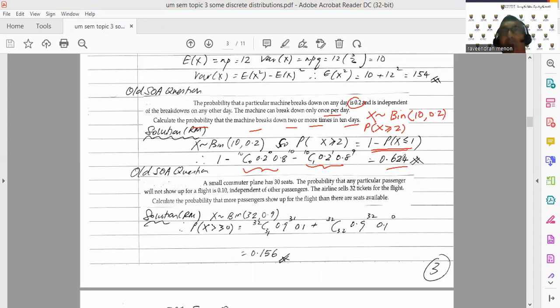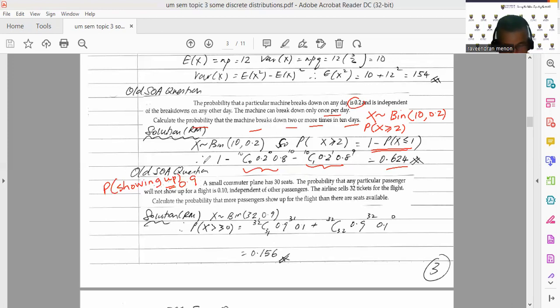So that means the probability of showing up is 0.9. The probability of not showing up for the flight is 0.1. Independent of other passengers, the airline sells 32 seats for the flight. Calculate the probability that more passengers show up for the flight than there are seats available.